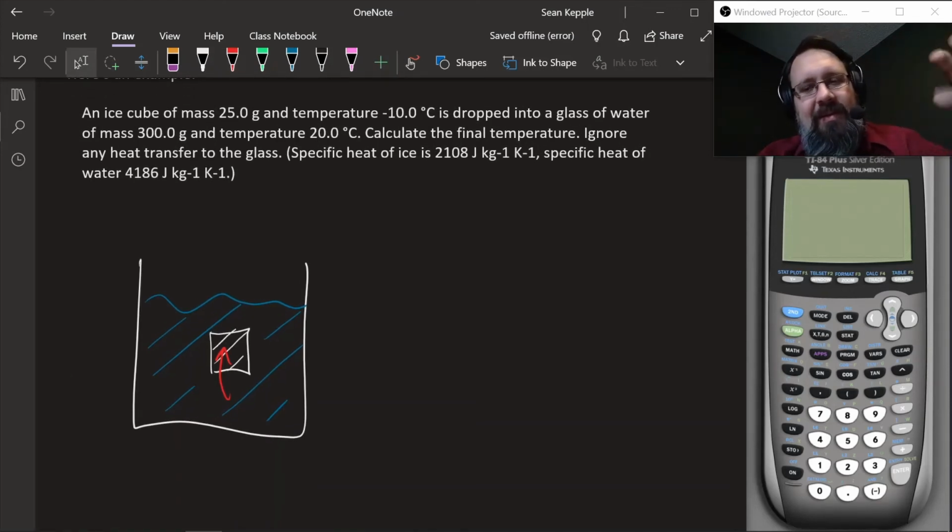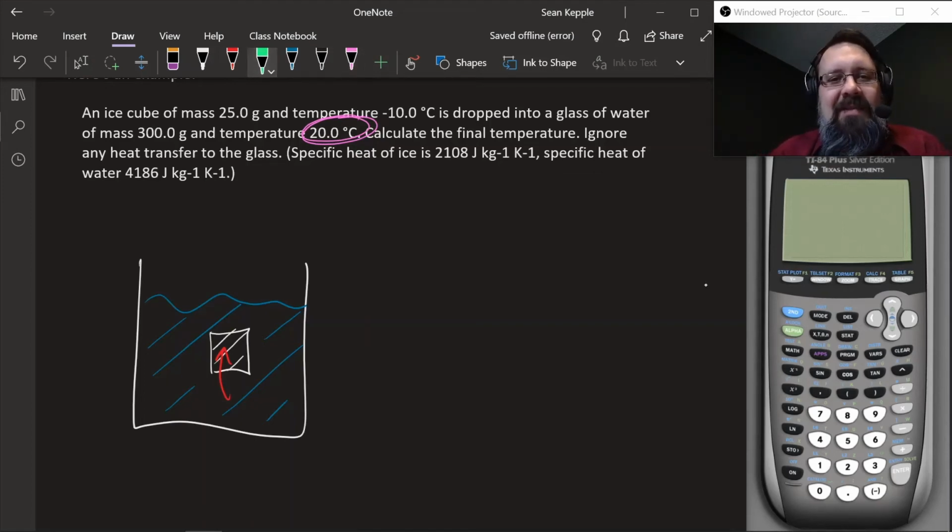So we're going to drop this ice cube in the water, and the water's temperature started off at 20 degrees Celsius. What's going to happen to that temperature? Well, we obviously know it's going to lower, and we want to calculate exactly how much it's going to lower if we drop exactly this much ice into it. We're going to ignore any heat transfer to the glass, and any heat loss effects at all, because it would be even more complicated. So we're just ignoring all that and calculating an answer.